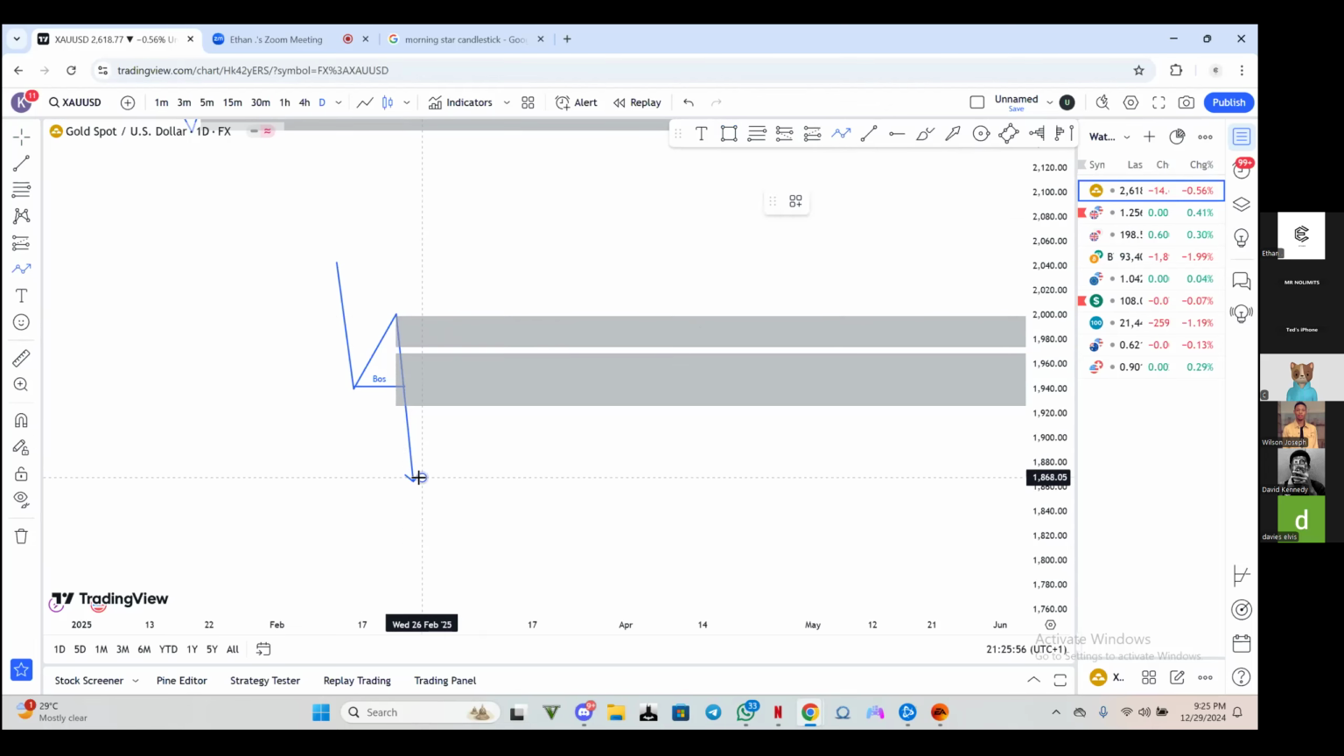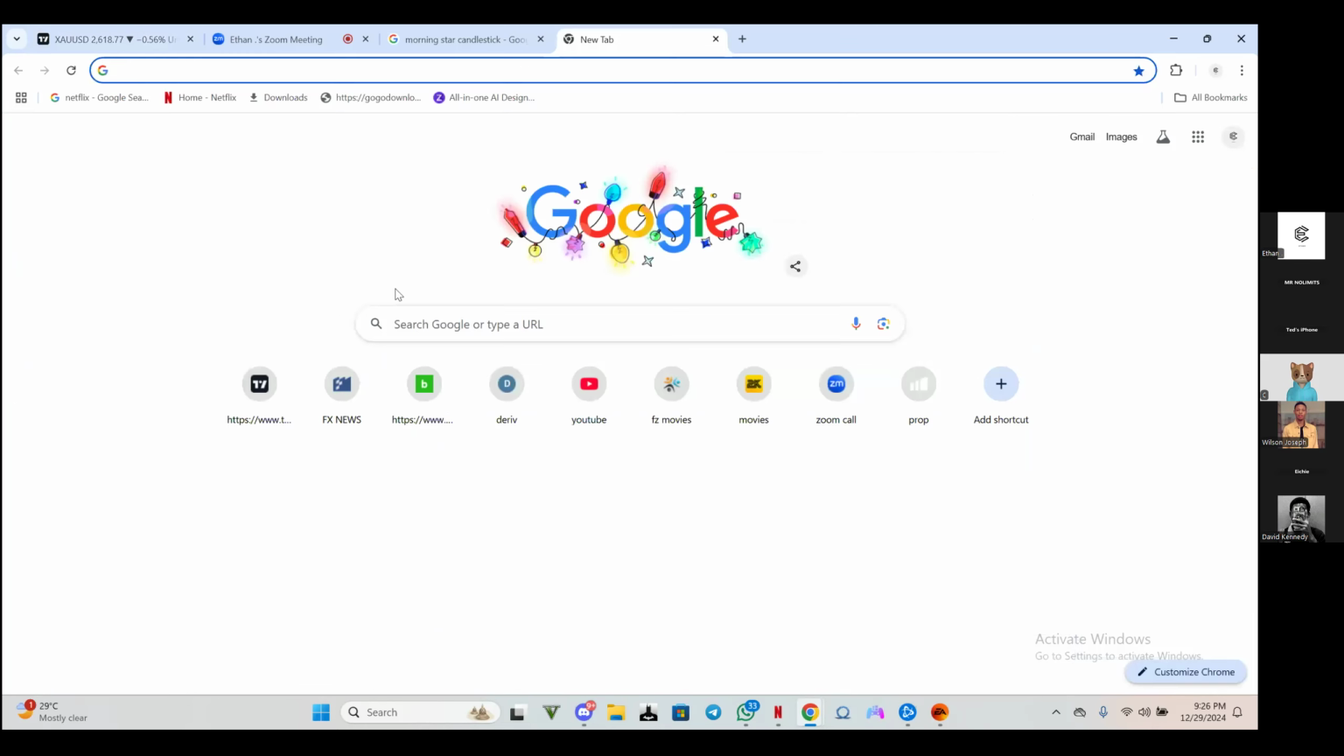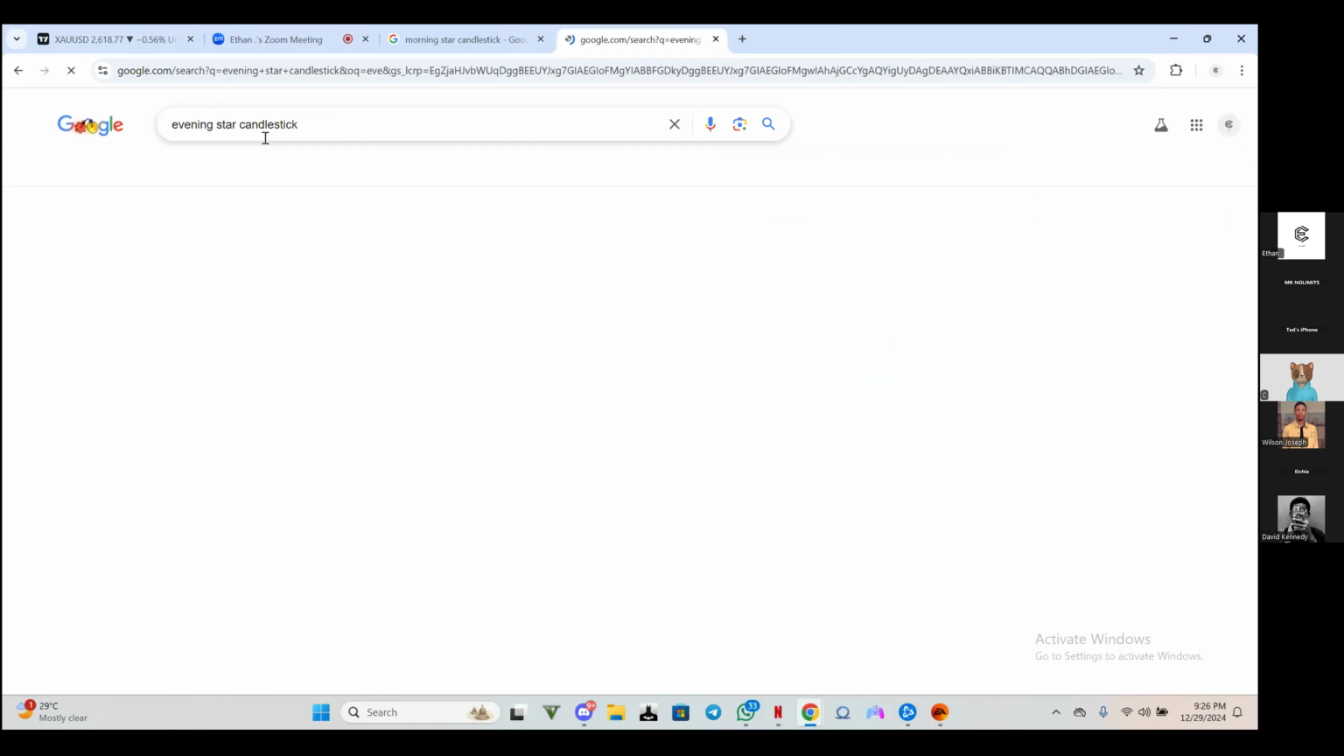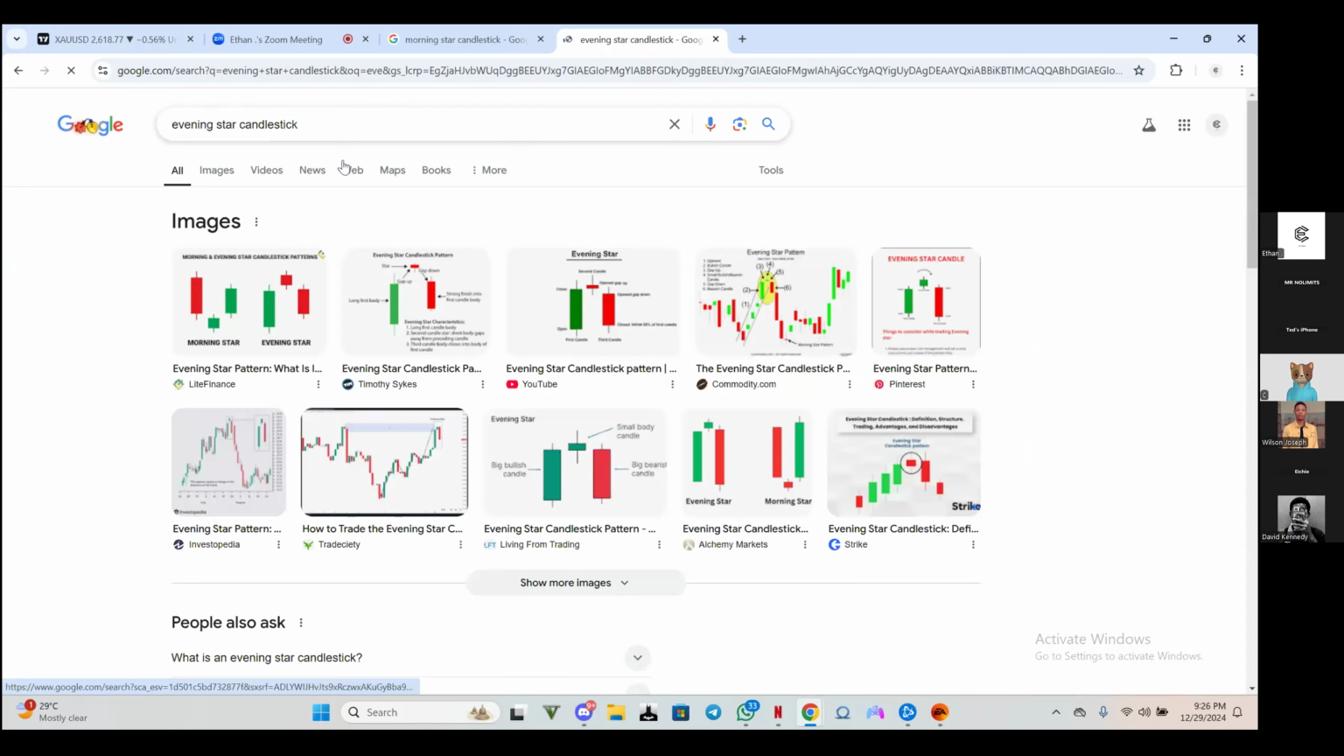As soon as price has come to your fair value gap on the 1 hour time frame, once it has gotten to your fair value gap on the 1 hour time frame, you go down to your 15 minutes or 5 minutes to look for an evening star. This time you are looking for an evening star. So this evening star candlestick is the opposite of the morning star. You can see this is the evening star candlestick.